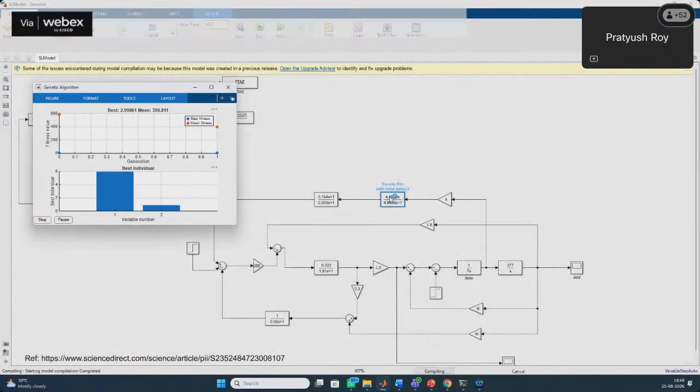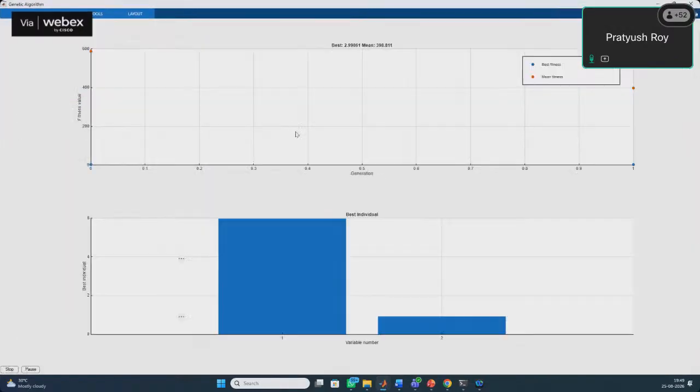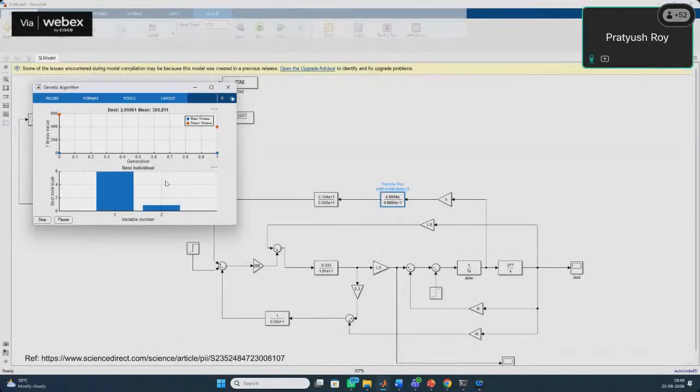So if you notice, the TW value changed slightly. It was 3 point something. Now it's 4.88. Okay. Let me enlarge this slightly. It will continue to do that. Okay.